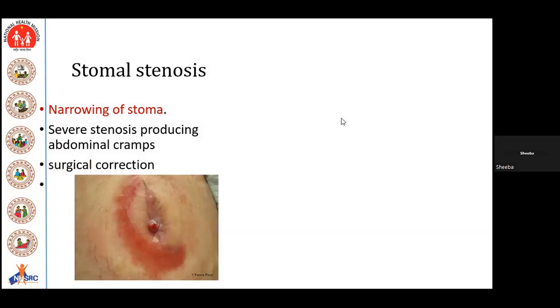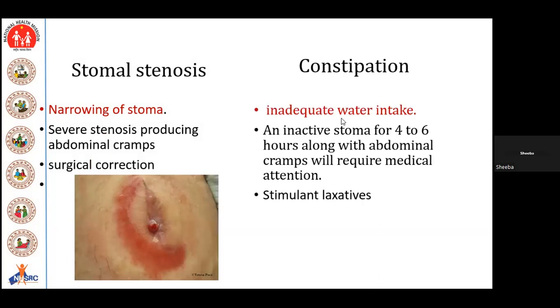That fecal matter is not able to come out if there is a stomal stenosis there. If this problem is there, it is better to refer the patient to the surgeon. The next one is constipation. If there is an inactive stoma for 4 hours and the patient is having abdominal cramps, then it is better to refer the patient to the surgeon.